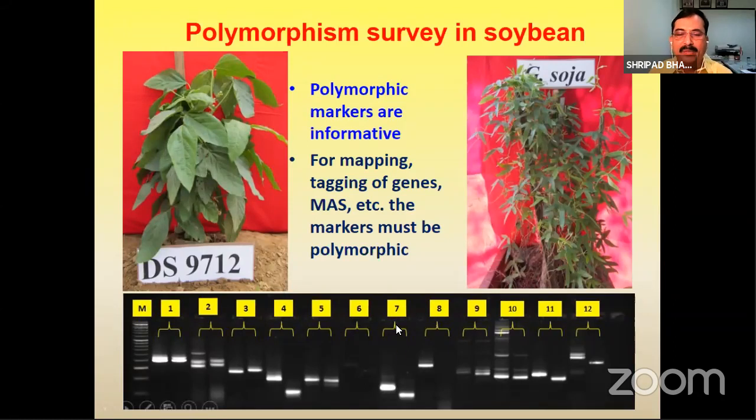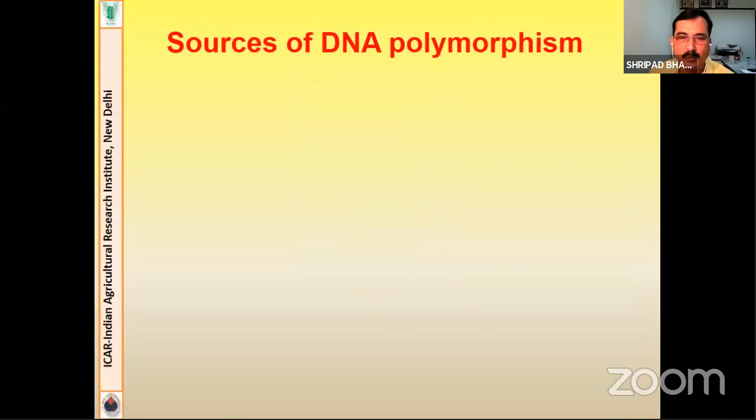You see pair number 7. Here you see there is a crystal clear difference between the banding patterns in two individuals. This band is coming from cultivated, this band is coming from wild type. So this marker is a very polymorphic marker. So for practical purposes, we need to use those polymorphic markers only.